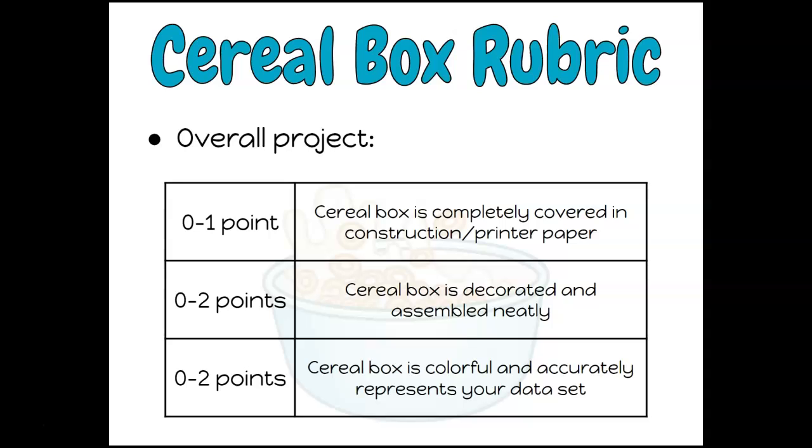So here is your rubric for your overall project. So the overall project, you get 1 point for cereal boxes completely covered in construction or printer paper. For digitally, it means that each page is accounted for and filled in. The cereal box is decorated and it's assembled neatly. It's colorful, it looks nice, it's well thought out. And the cereal box is colorful and accurately represents your data.